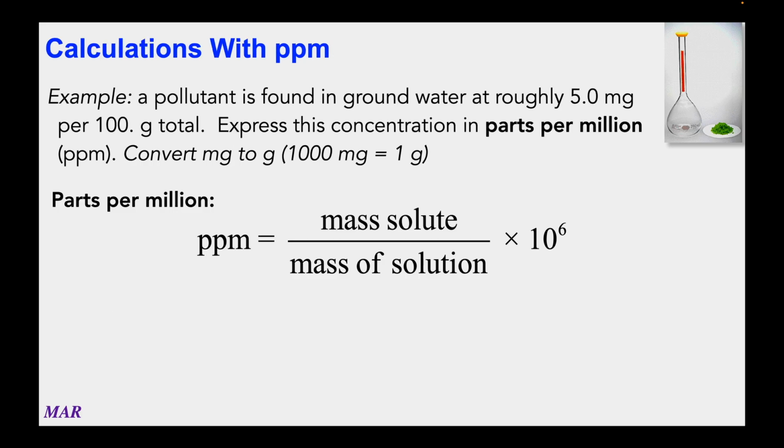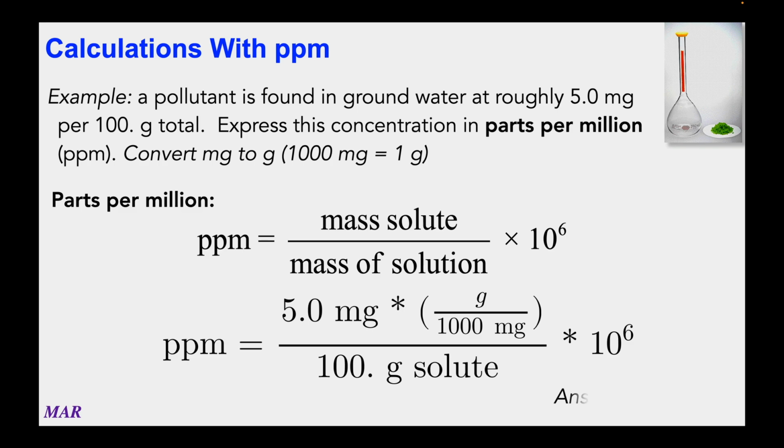Here's an example. We're looking at some kind of pollutant in groundwater. The pollutant is 5.0 milligrams, and it's in 100 grams total of your groundwater. We can express this concentration as parts per million. What we first need to do is turn the 5 milligrams into grams, because we need grams over grams. So 5 milligrams divided by 1,000 turns your pollutant into grams. We'll divide it by 100 grams total, and multiply by 10 to the 6, which is 1,000,000. This comes out to be 50 parts per million.